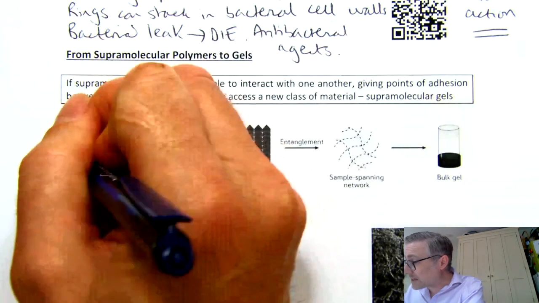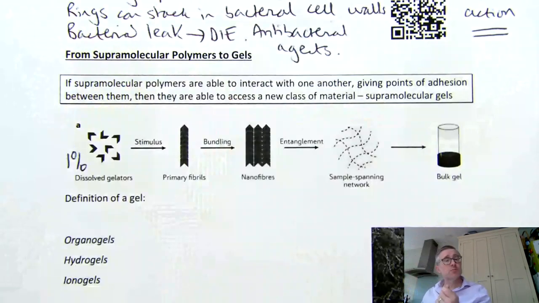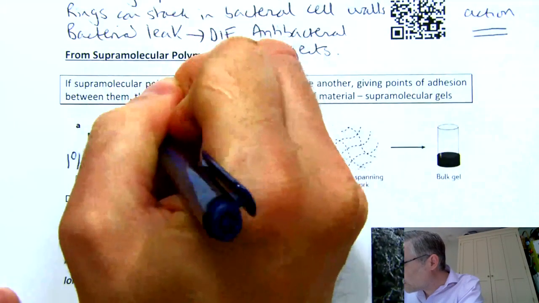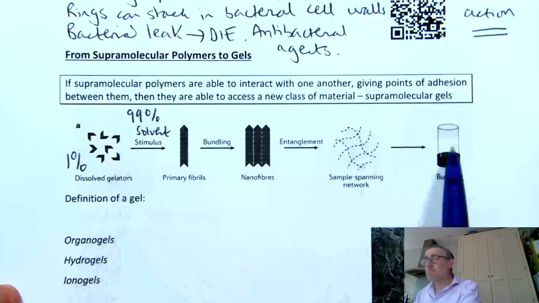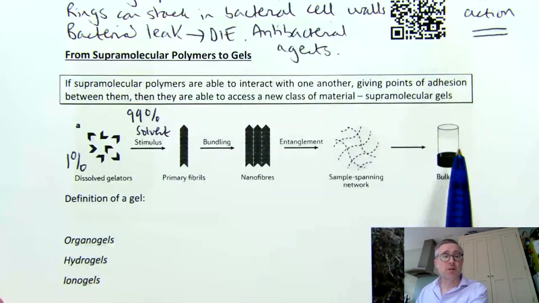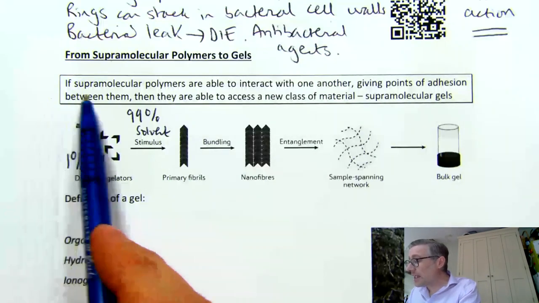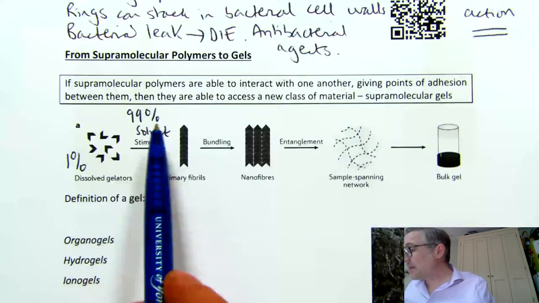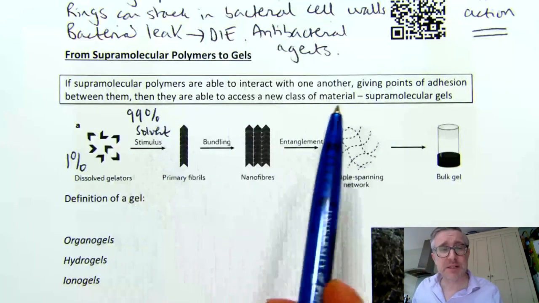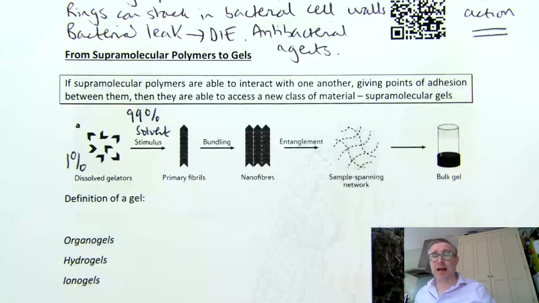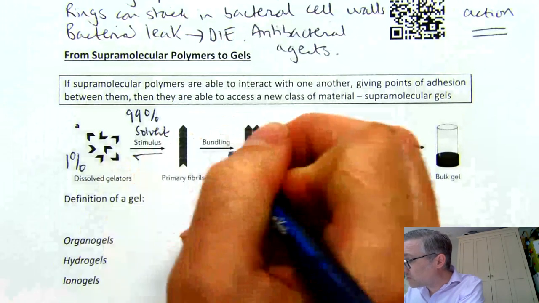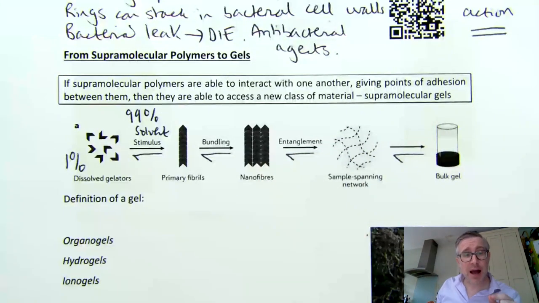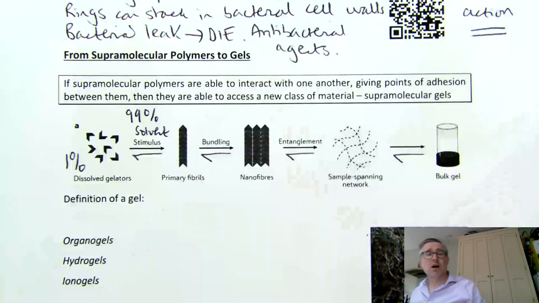And the idea is that you might take just 1% of your small molecule in 99% of solvent and be able to immobilize that solvent, forming a bulk gel. And as it says above, if supramolecular polymers are able to interact with one another, giving points of adhesion between them, then they are able to access a new class of material, supramolecular gels. And the really cool thing about these materials is that each step of the process is reversible, making them highly dynamic, highly tunable and programmable.